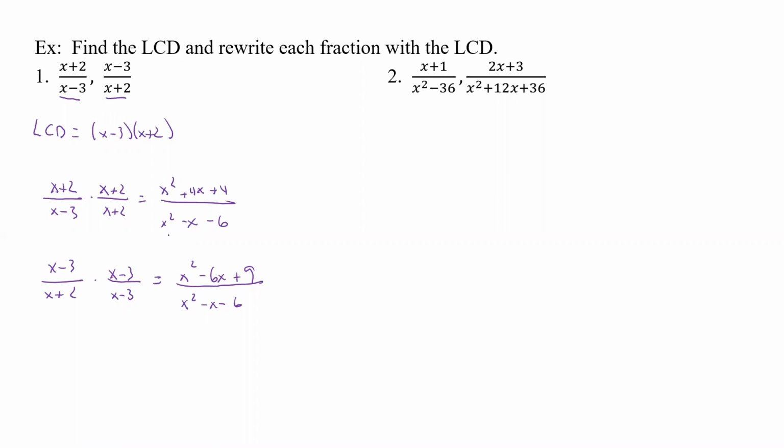And notice they both have the same denominator now, and we've just updated their numerators by multiplying to get that common denominator.